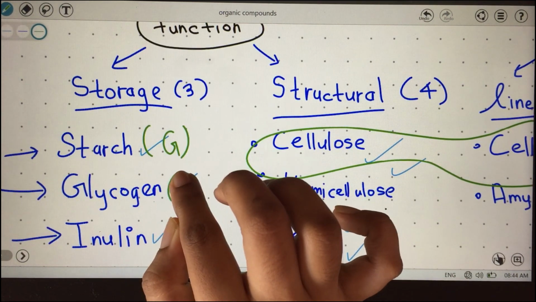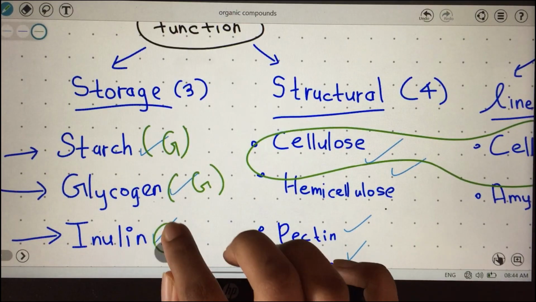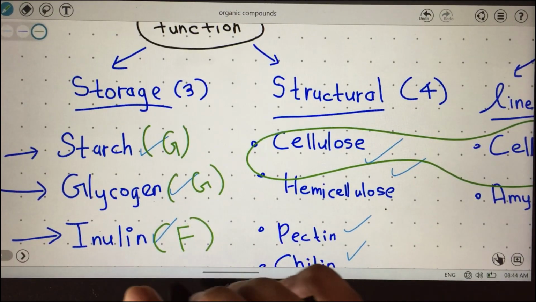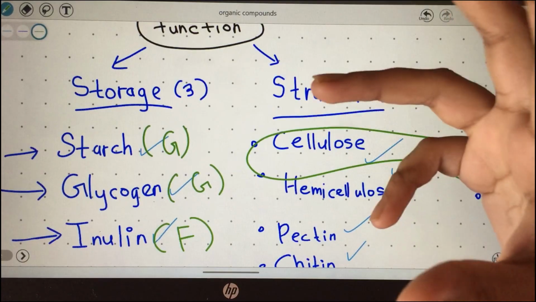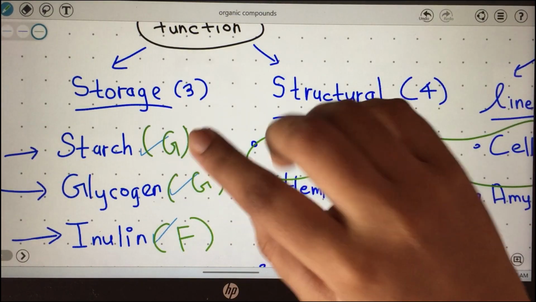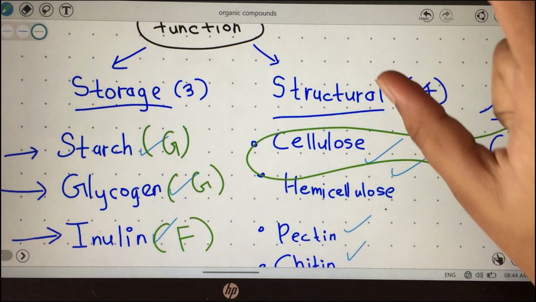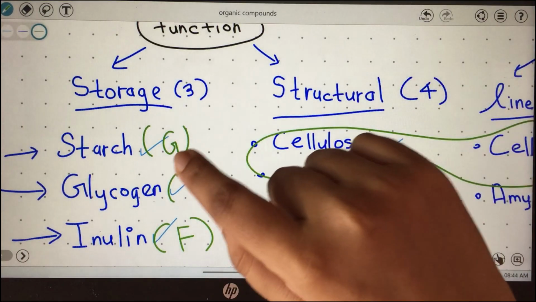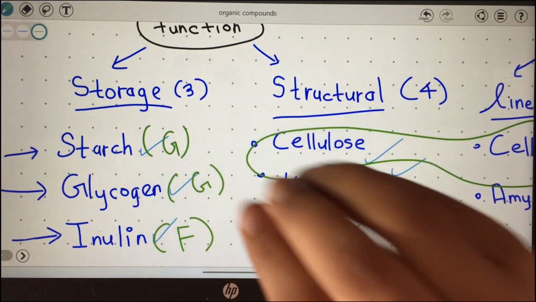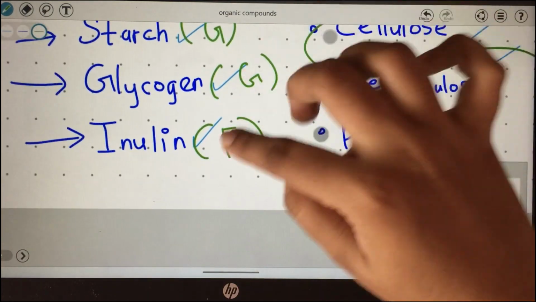Then glycogen is also going to store glucose. Inulin is going to store. Chlorophytes means green algae and all those. Okay, so in green plants and green algae and all those, you're going to find starch. Glycogen, of course, is found in animals and fungi. Okay, and then you have inulin.